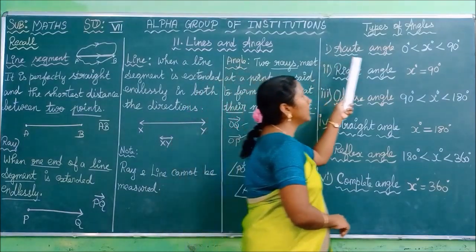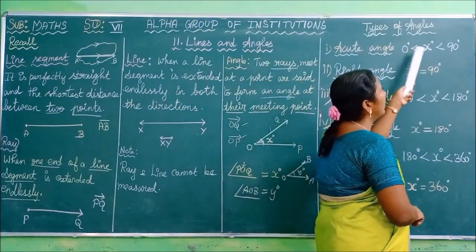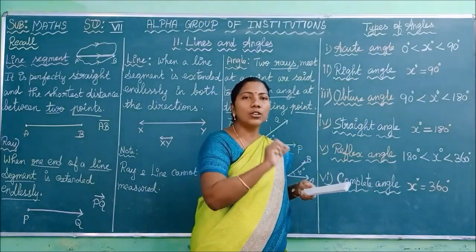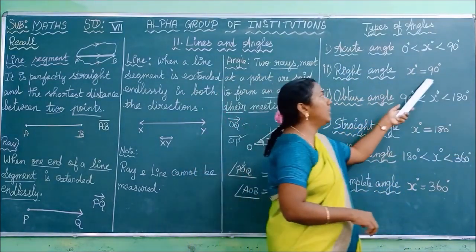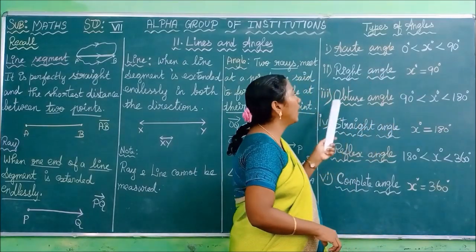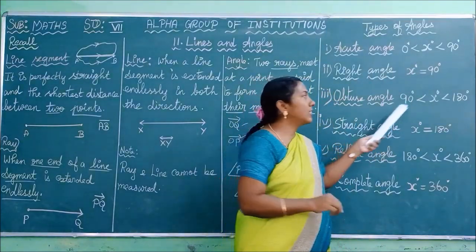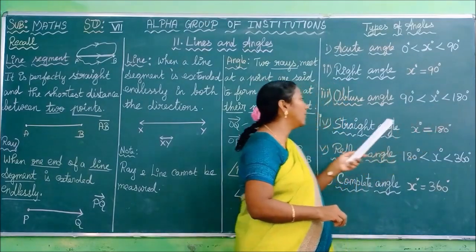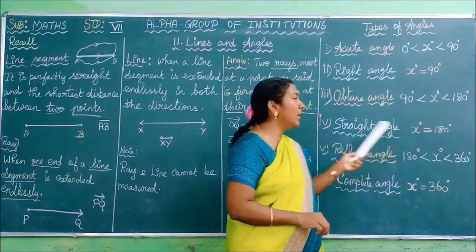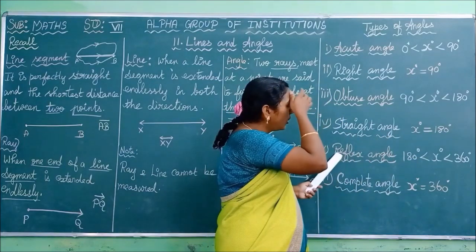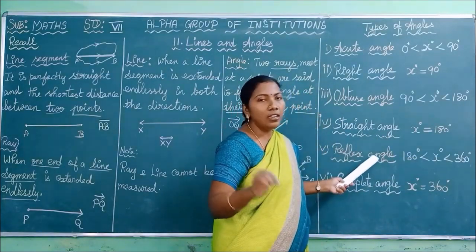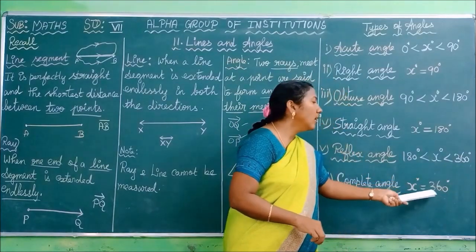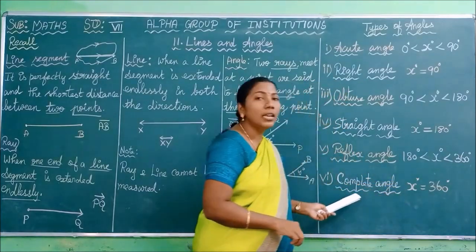Acute angle means x degrees greater than 0 degrees and less than 90 degrees. It means an acute angle lies between 0 and 90 degrees. And 90 degrees is said to be a right angle. And what is an obtuse angle? x degrees greater than 90 degrees and less than 180 degrees. And the angle of 180 degrees is said to be a straight angle. Similarly, a reflex angle is the angle which lies between 180 degrees and 360 degrees. And 360 degrees is said to be a complete angle.